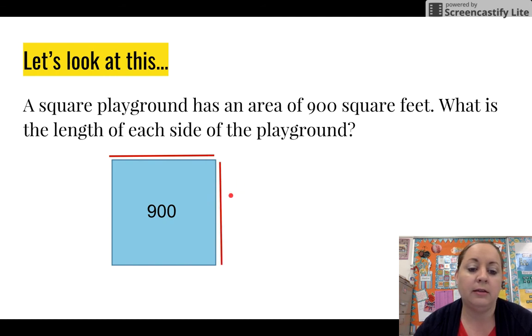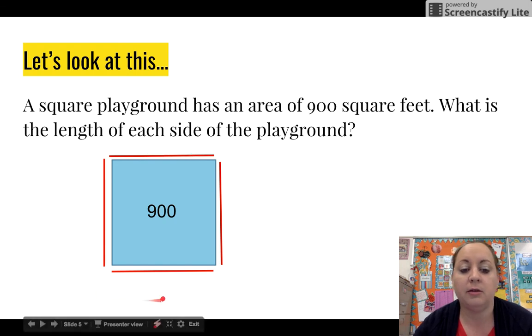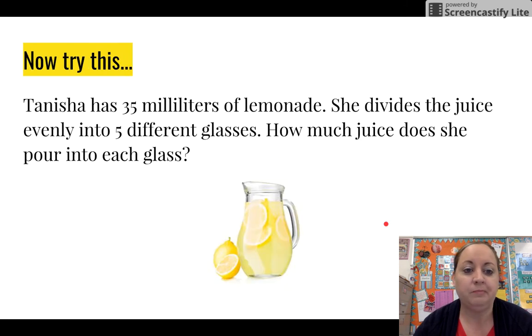There's 1 side, 2, 3, and 4 sides, and they all are the same because it's a square, they're all equal. So if I know that all these sides are the same length and there's 4 of them, I can divide 900, excuse me, by 4, and that will give me 225 square feet. So I will know that each length of this playground is 225 square feet.